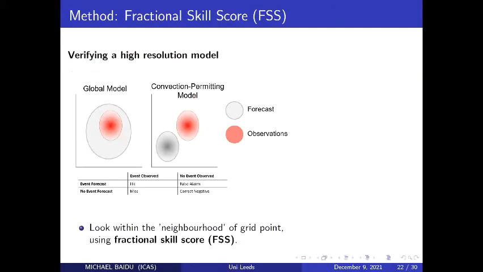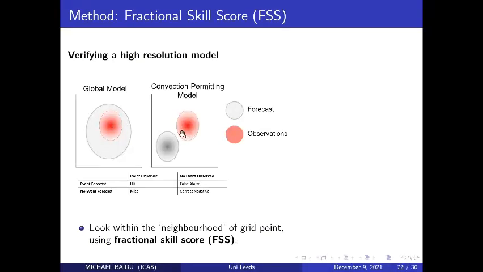Now, to verify, the method that is used here is called a fractional scale score. The reason why we do not use the point-to-point verification system is illustrated here. I obtained this illustration from Beth Woodhams, who possibly is on this call. If you consider the red to be observed and the gray to be the forecast, the global model puts the storm everywhere. So if you are doing a point-to-point verification, the storm will just find itself within the location.